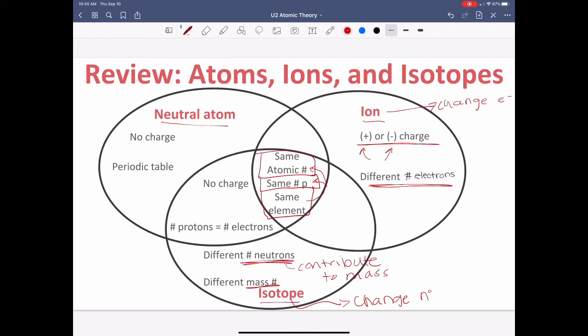All right, something that the neutral atom and isotope have in common is that neither one of them have a charge, right? Protons and electrons are equal between our neutral atom and our isotope. But once we get over here to ions, they change the number of electrons and therefore we end up with a charge, different number of electrons than our protons. All right, so neutral atom, then we have our ions changing electrons and our isotopes changing neutrons.